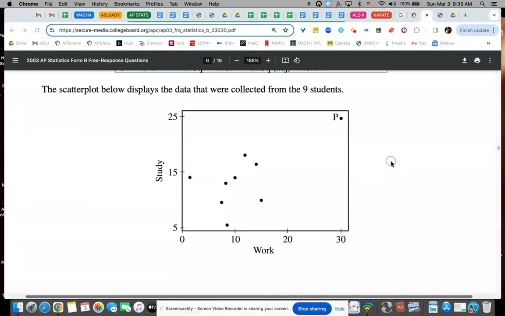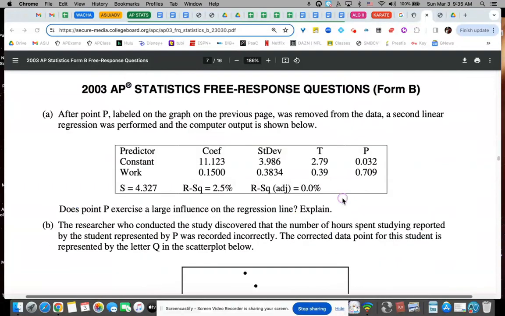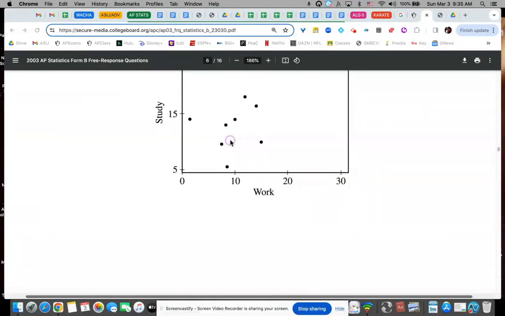And also then the y-intercept. The y-intercept used to be 8.1. Now when we look, we have 11.1. So it went from 8.1 with a higher slope up to 11 something with maybe a flatter slope.